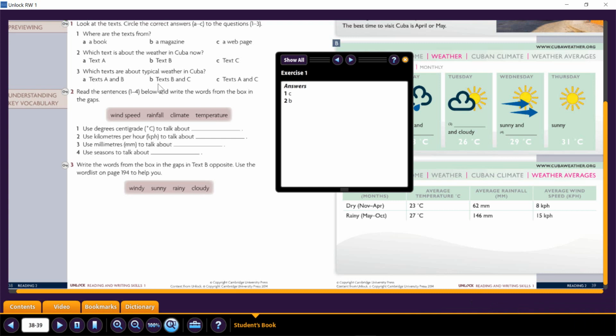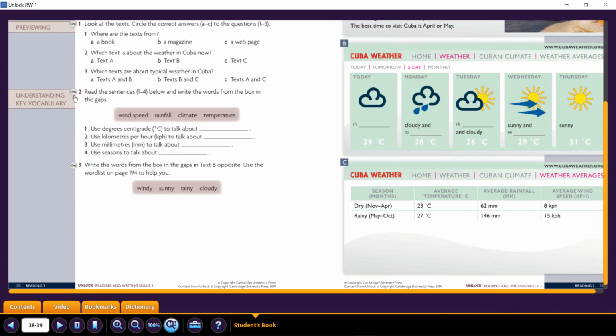Text A and B, text B and C, texts A and C. Since we know that text B is about weather in Cuba now, so logically the correct answer here is C, texts A and C. So ladies, you can pause the video, you can stop the video to check your answers and come back again.